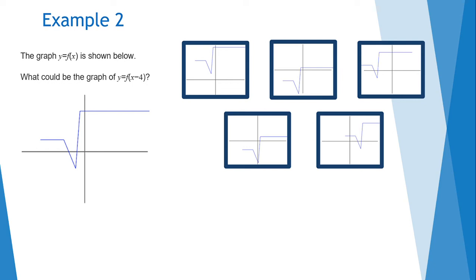And in that case, I think this graph would be good, because this graph looks like it's translated up, this graph looks like it's translated down, this graph looks like it's translated to the left, and this graph looks like it's been translated down and to the right. So I just want a translation right, because there's no other translations going on here.